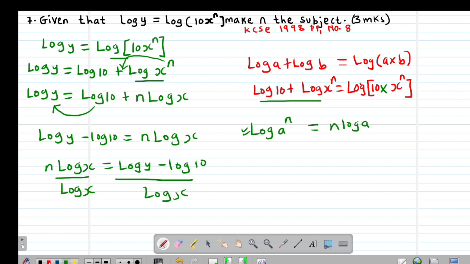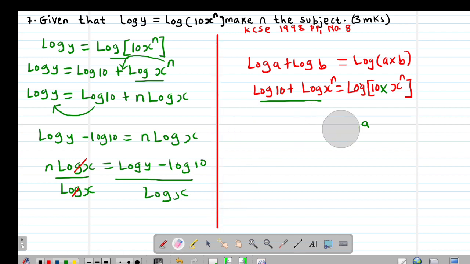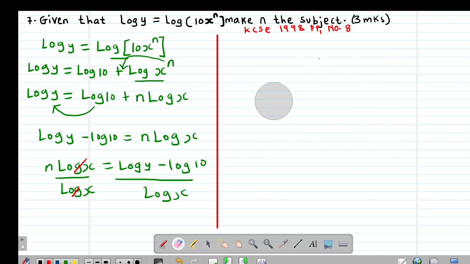then of course log x will actually cancel out, so that I'm going to remain with n being equal to the logarithm of y, so this will be log y, then minus the logarithm of 10, then divided by the logarithm of x. So this is a valid answer.